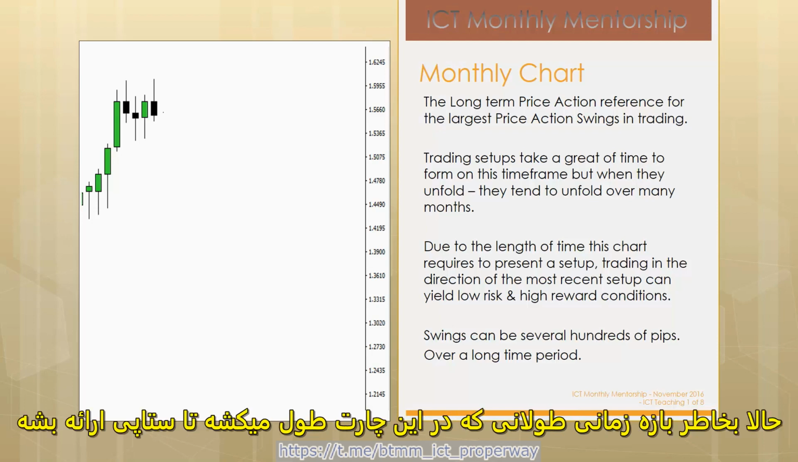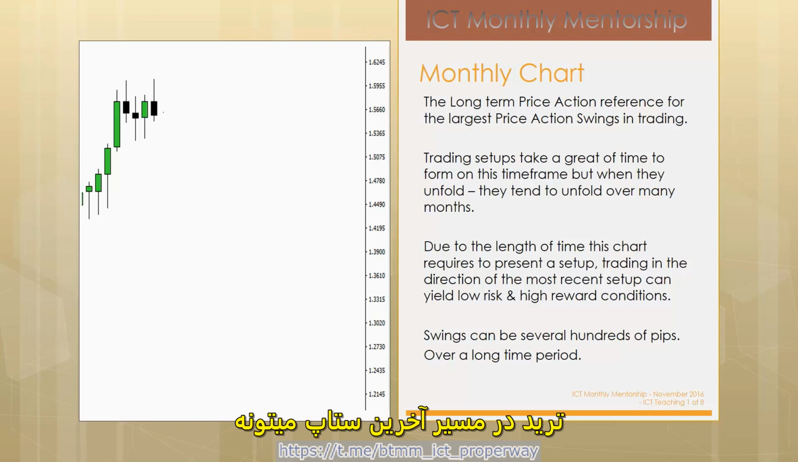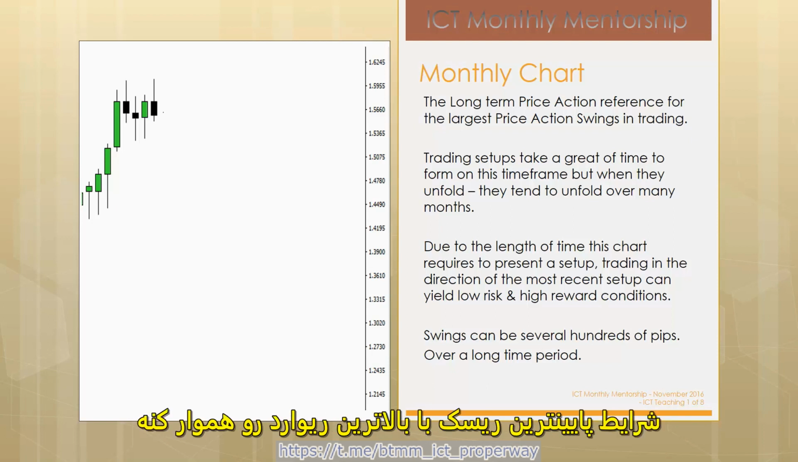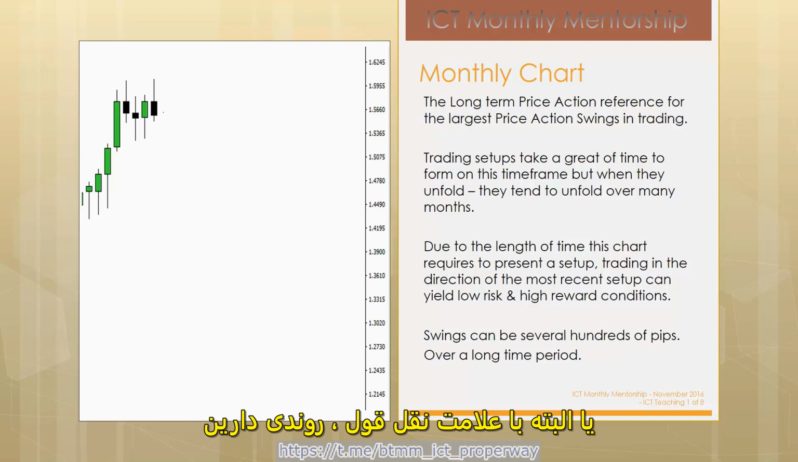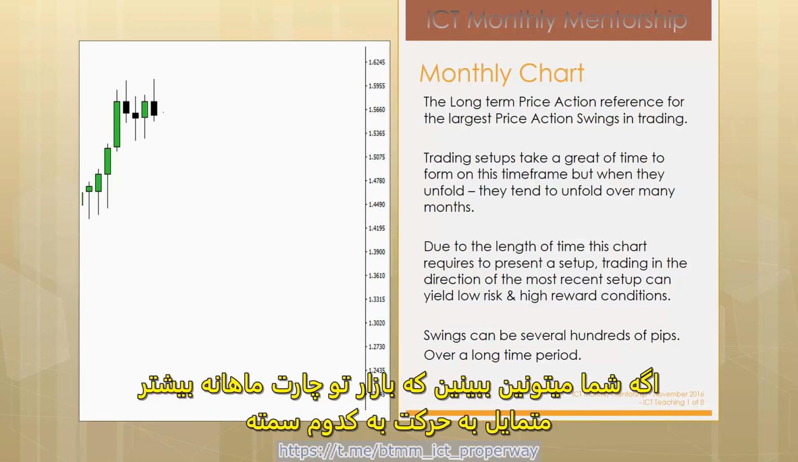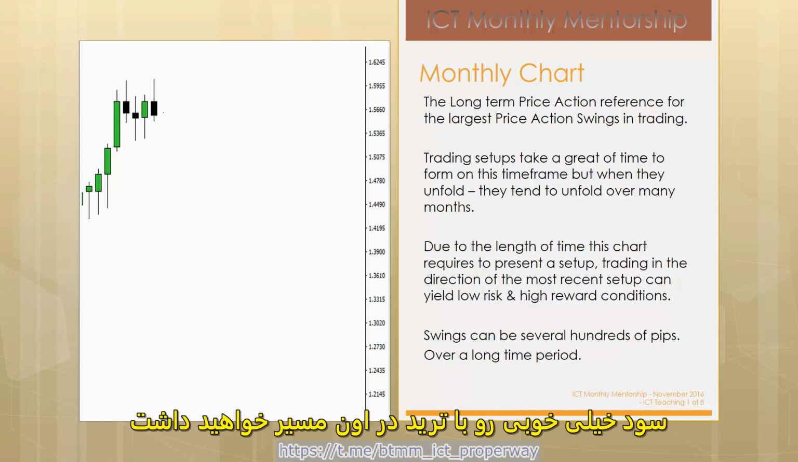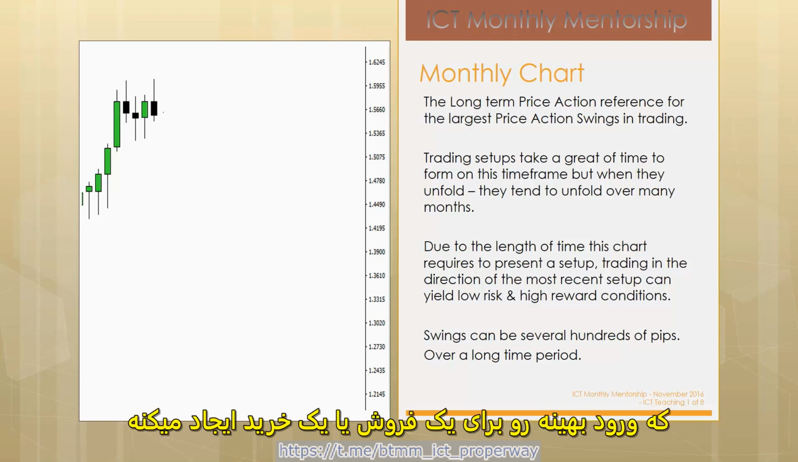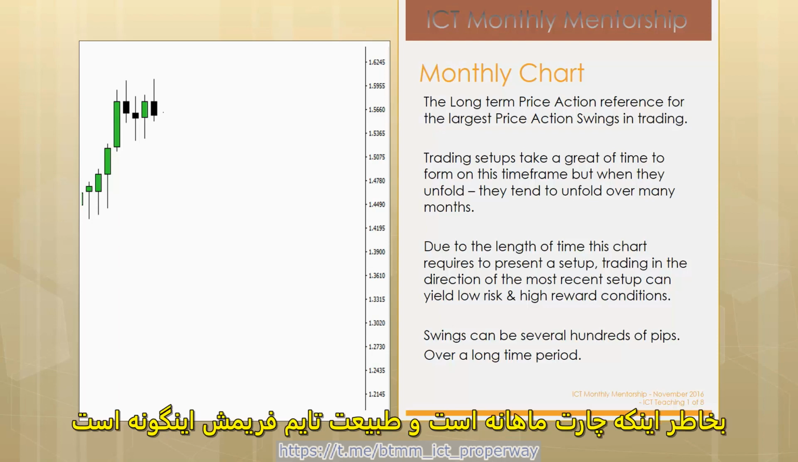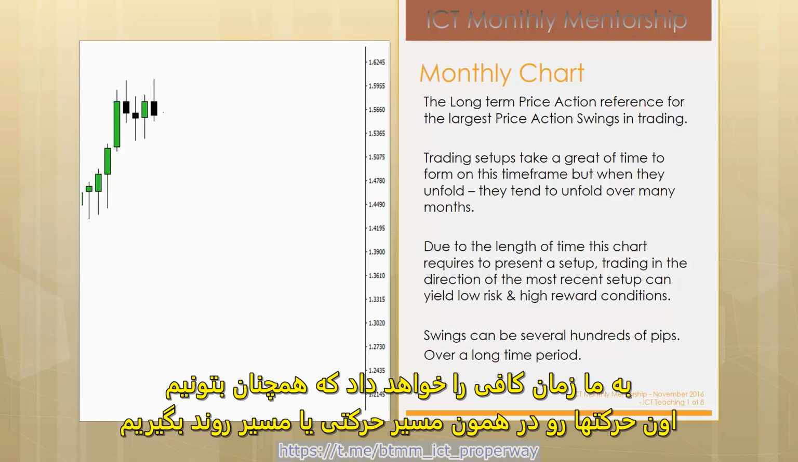Now, due to the length of time this chart requires to present a setup, trading in the direction of the most recent setup can yield the lowest risk with the highest reward conditions. Now, what I mean by that is when you have the directional bias or trend, I'll say it with quotation marks, if you can see where the market's going to most likely go on a monthly chart, you have a great deal of advantage by trading in that direction. Even if you don't catch the actual move that creates the optimal entry for a sell or a buy, because it's a monthly chart, the very nature of its time frame gives us a great deal of time to still capture moves in that same directional bias or in that trend direction.